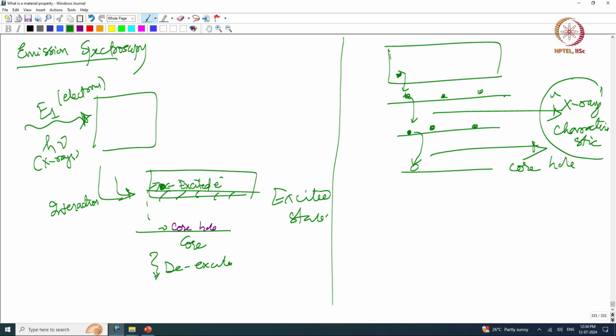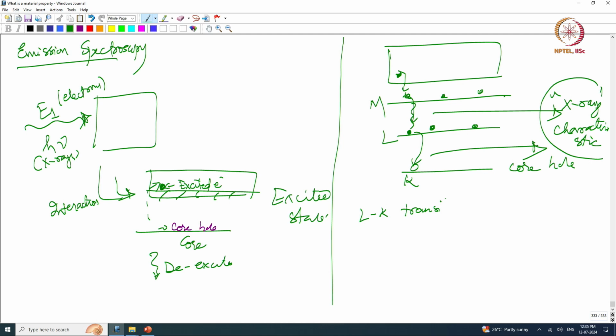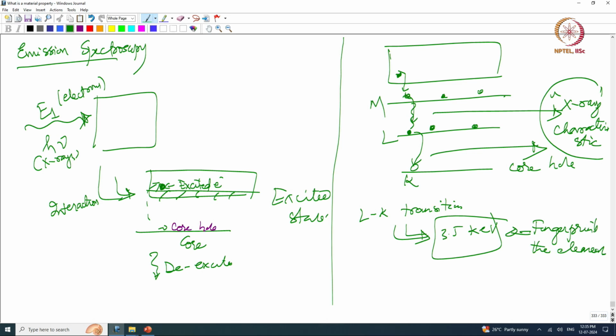So that is also a fingerprinting technique, right. Once I see X-rays that are emitted at a certain energy, for example, this is what is called K shell, this is L shell, this is M shell. If I look at X-rays from the L to K transition, it emits an X-ray of something like 3.5 kilo electron volts. So then I know which element it is. This fingerprints the elements. But this is emission spectroscopy. I am looking at the de-excitation.